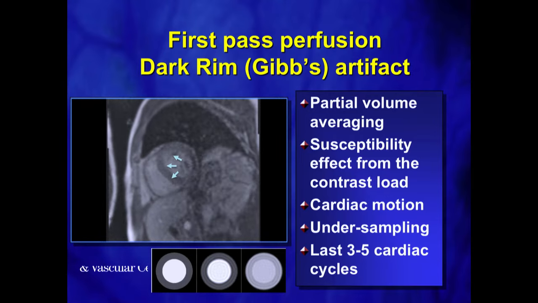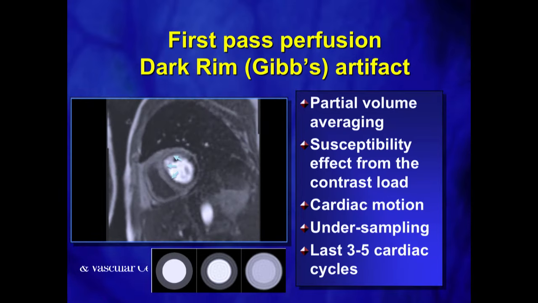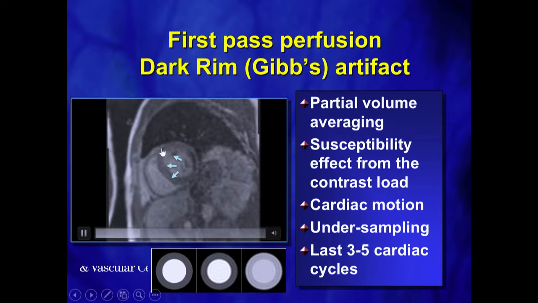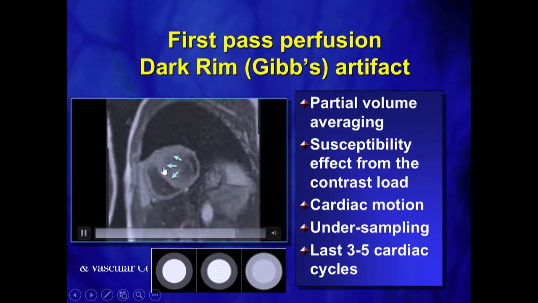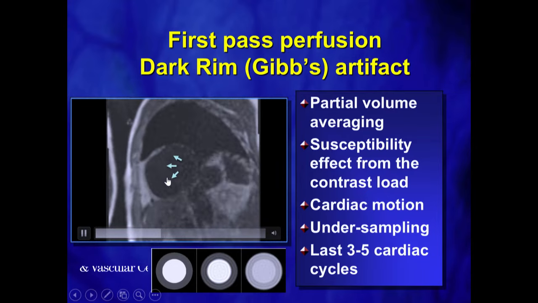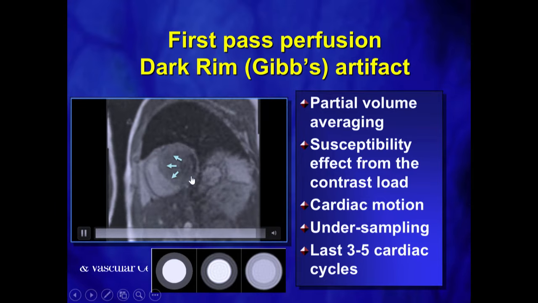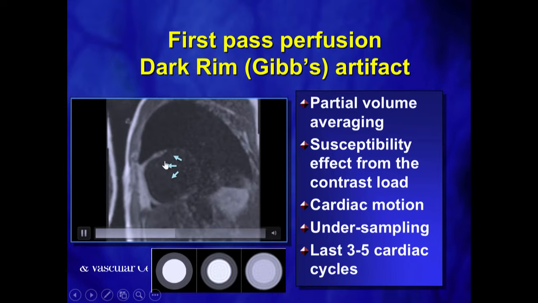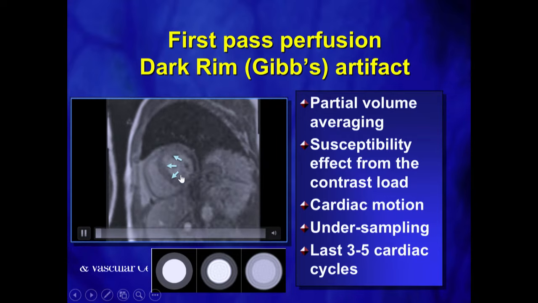Now, during first-pass perfusion magnetic resonance imaging, so this is basically for ischemia evaluation, you could actually see this small pixel of dark rim, or some people call it the Gibbs artifact. It's not entirely sure why this happens, but there are some theories that it might be related to partial volume averaging at the area between high contrast and less contrast, which is the blood-myocardium interface. There could also be some susceptibility artifact in here, but usually this does not last more than 3 to 5 cycles.